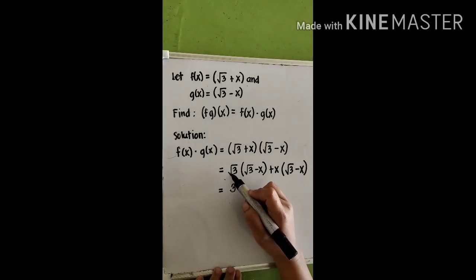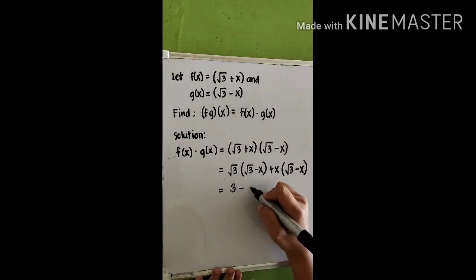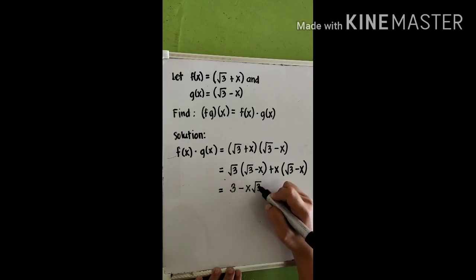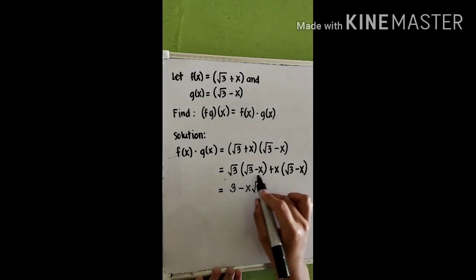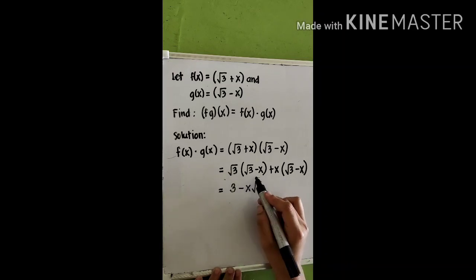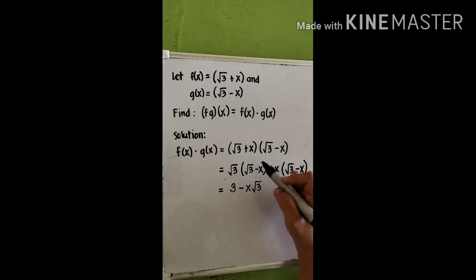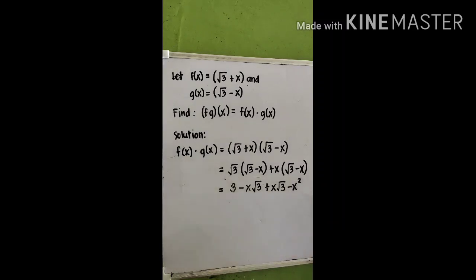So now square root of 3 times negative x, that is negative x square root of 3. So that is the answer for the first term multiplied to our second function, square root of 3 minus x. Now, going to our second term, positive x multiplied to our second function, square root of 3 minus x. So multiplying, we have positive x times square root of 3, that is positive x square root of 3. And then positive x times negative x, that is negative x squared.